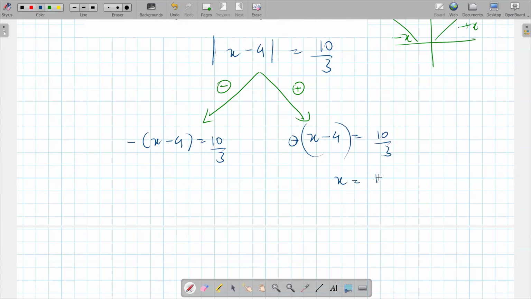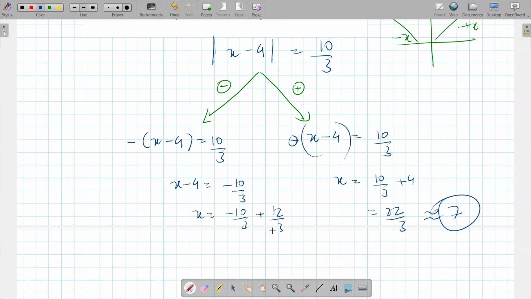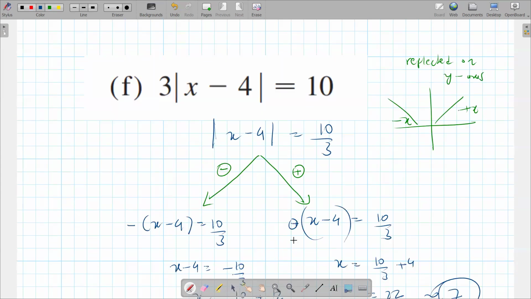So over here, it'll be 10 over 3 plus 4. So that's 12, 22 over 3. That's about 7. On the other side, it's x minus 4 equals negative 10 over 3. So it's x equals negative 10 over 3 plus 12 over 3. So that's 2 over 3. That's about 0.67. So those are the two solutions to this. Cool?